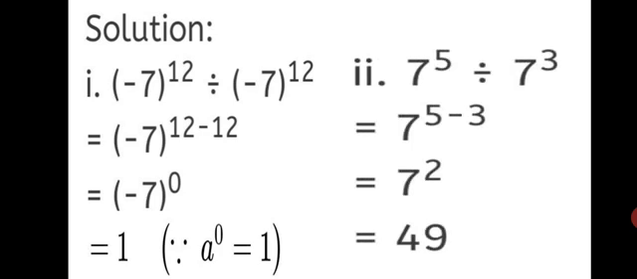Second sum, 7 raised to 5 divided by 7 raised to 3. Now you have these sums where you have to find the value. First we only simplified. We only had to subtract the index. Now you have to subtract the index and then find the value. So let's first subtract the index. 7, the base remains as it is. 5 minus 3, 2. So you get 7 square. 7 square means 7 multiplied by 7. Answer 49. So here you are finding the value also. So first we simplify and then we find the value.